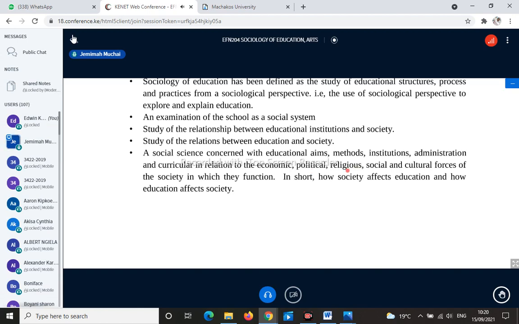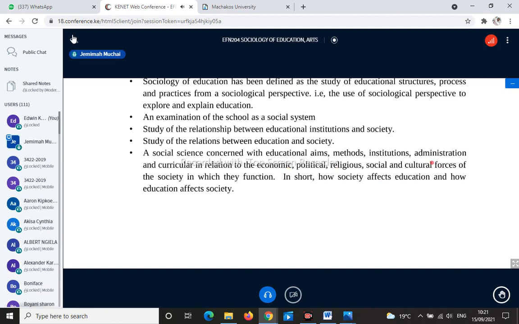We have religious. How is religion involved in education? For example, the different denominations that we have in our country, are they involved in preparation of curricula, in the teaching methods, in the types of institutions that we have, etc.? So the socio and cultural forces, is our culture determining the type of education that we are given and the like? In short, how society affects education and how education affects society.